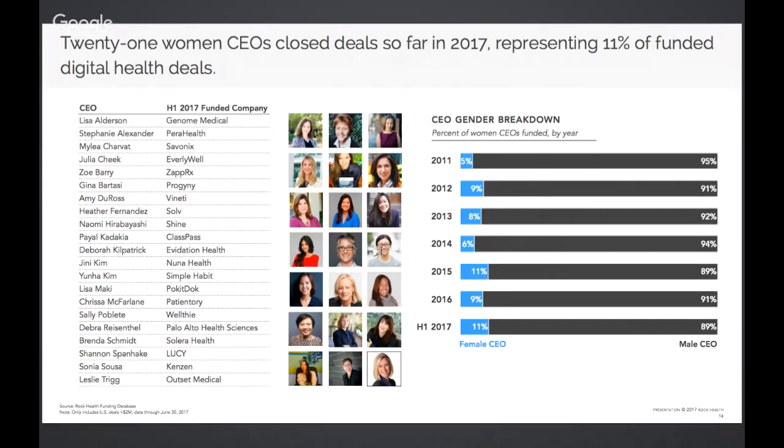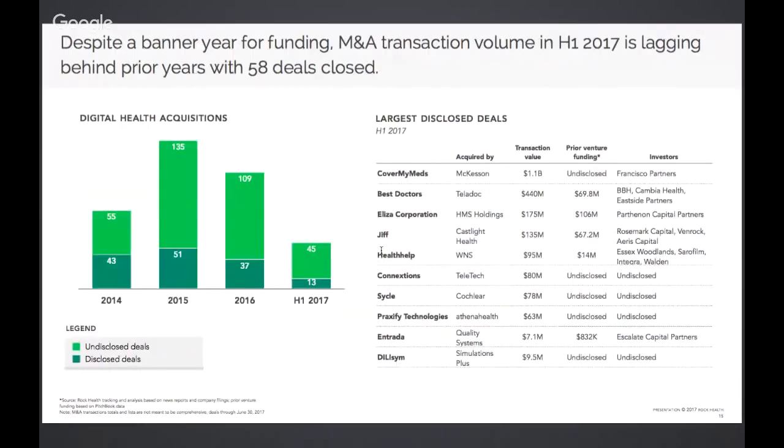So that wraps up our first section of the report on funding numbers. And absolutely, with this influx of dollars, investors are going to expect to see some returns. So let's dive into the exit market.